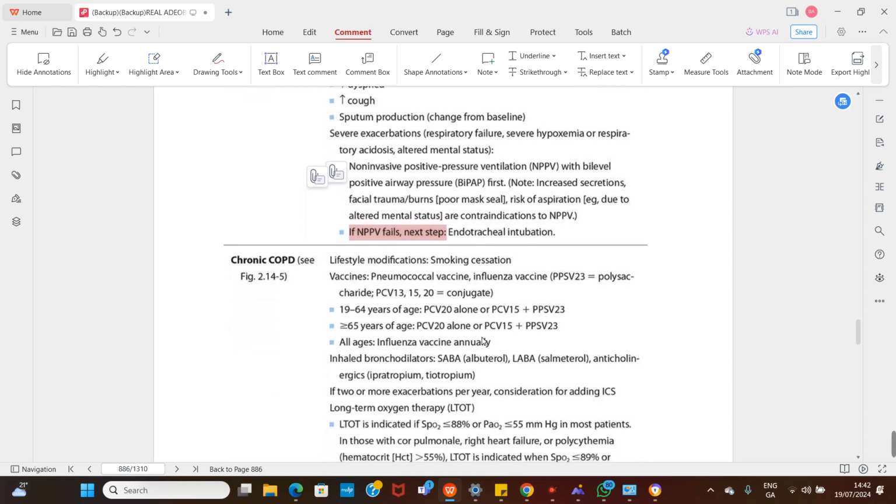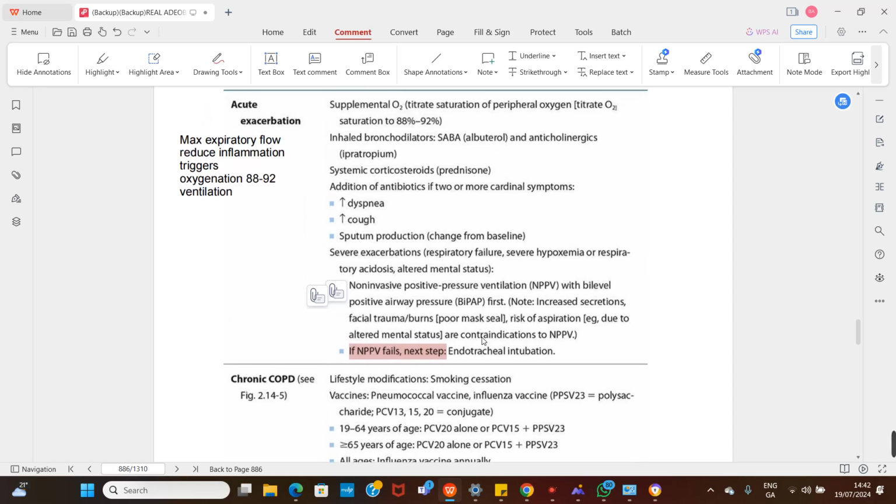So that's that about the acute exacerbation. Don't forget: relieve the bronchoconstriction, relieve the inflammation, check if there's a need for oxygen. SpO2 less than 88, give oxygen. If the person is having altered sensorium, intubate. If the person is having respiratory failure, start with non-invasive positive pressure ventilation first, which is your BiPAP.